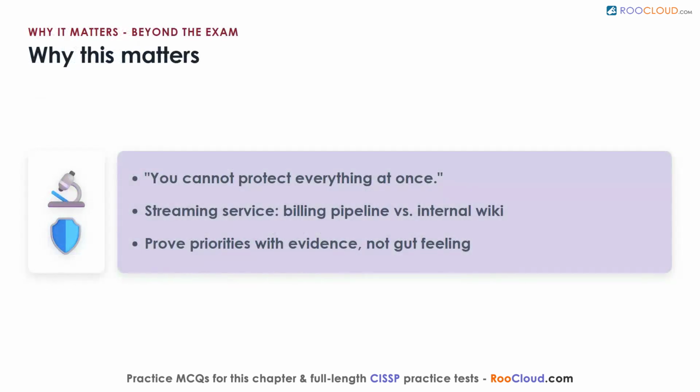Why does this matter beyond the exam? Because you cannot protect everything at once, and pretending otherwise wastes the budget you have. Picture a subscription streaming service deciding where to spend its limited resilience funds. The billing pipeline that collects revenue matters far more than the internal wiki. A business impact analysis is how you prove that, with evidence instead of gut feeling. As a security professional, this is the work that turns a wish list into a defensible plan.